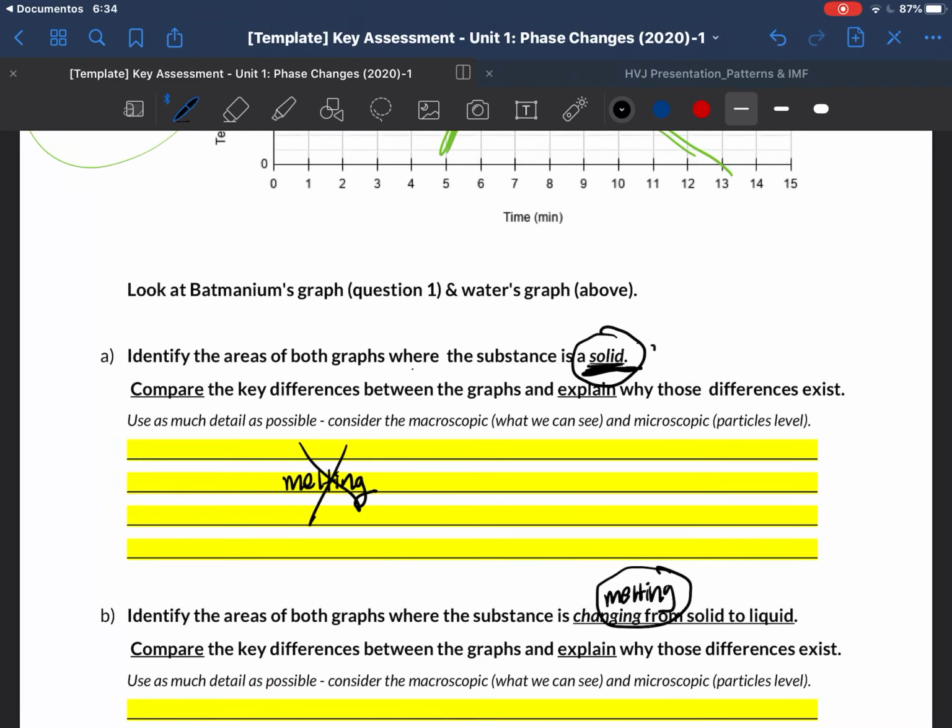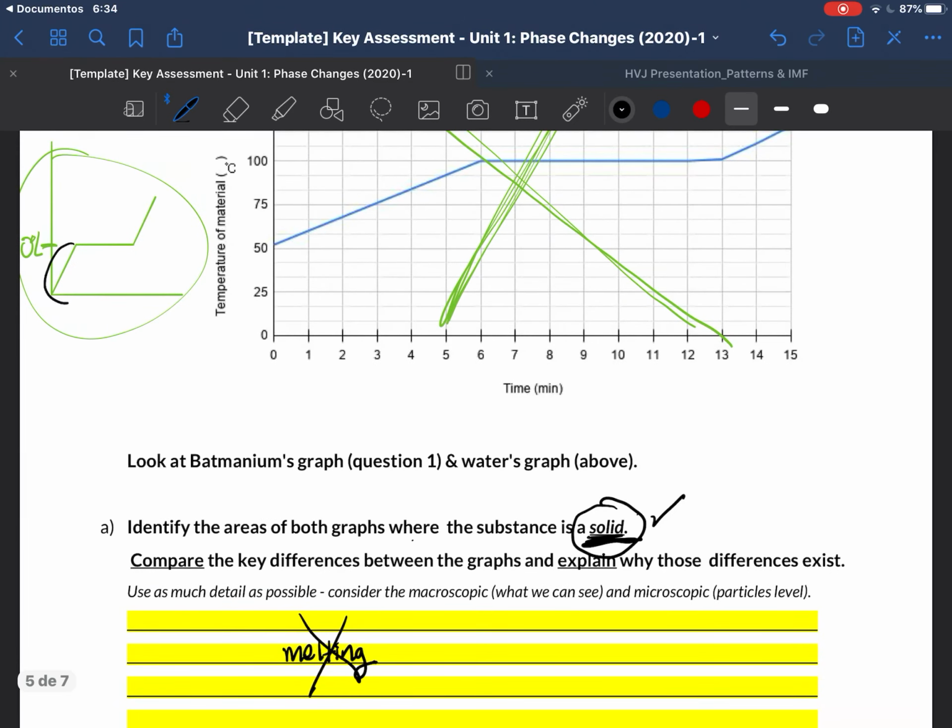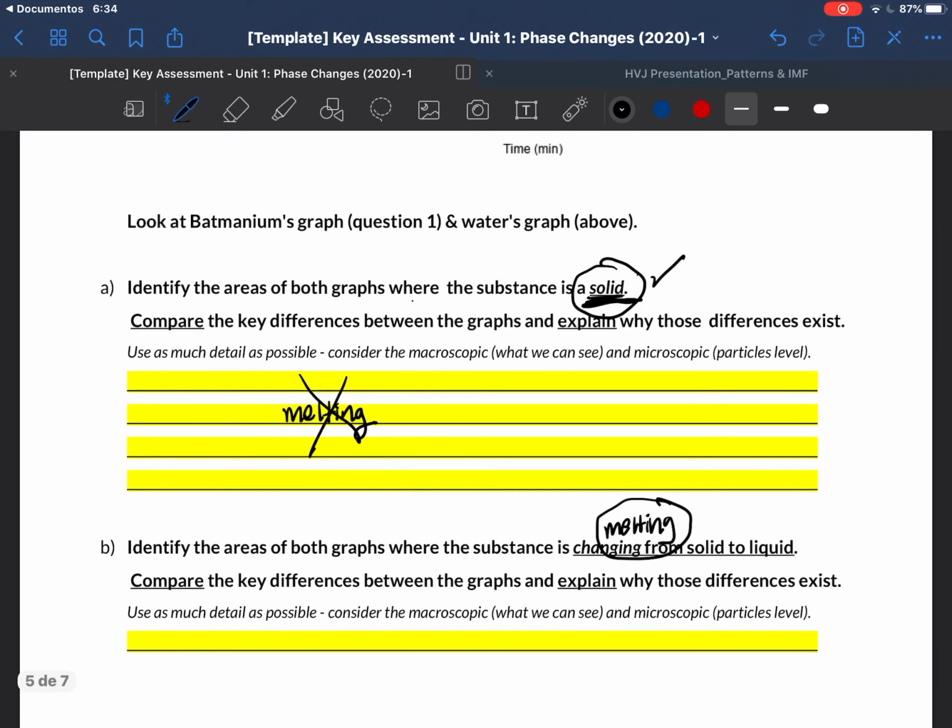So first you needed to identify the areas of the graphs. Many of you did that. Some of you missed actually doing that identification, just picking out in the graphs that this is where it's solid. In your batmanium graph, the area in which batmanium was solid, the temperatures at which batmanium was solid. You likely noticed two big differences: the temperature ranges and also the rate of change.